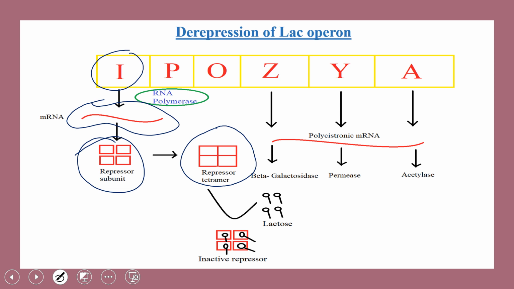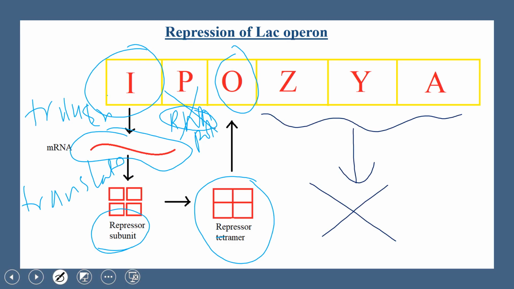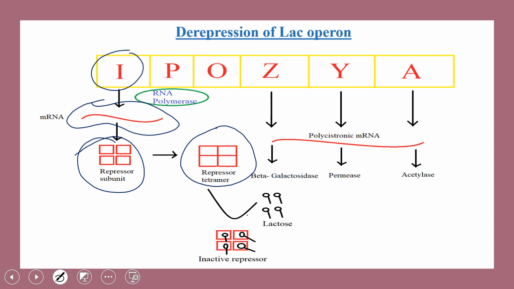So actually in this context, what was the repressor? The repressor was this repressor tetramer. But here what actually happens is that if there is the presence of the lactose in the medium, then this lactose will inactivate the repressor tetramer. So I repeat, if there is the presence of the lactose in the medium, this lactose will inactivate the repressor tetramer.